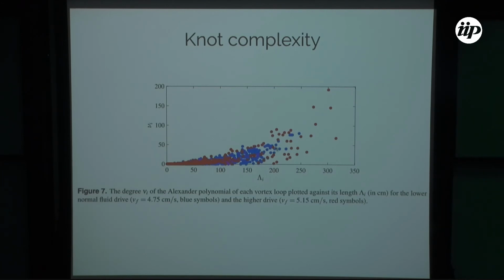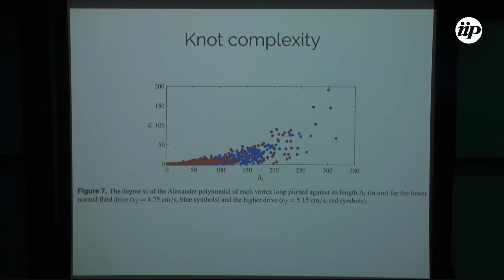Here we're moving towards the complexity of the knot. We can distinguish the different loop lengths, as I've said, and then we can simply plot this scatter plot of the degree of the Alexander polynomial against the length of the loop. And again, we find what we might expect. There's this relationship: as the loop gets longer, it's more likely to be in a more complex knot. Which, naively, is probably what you might expect.